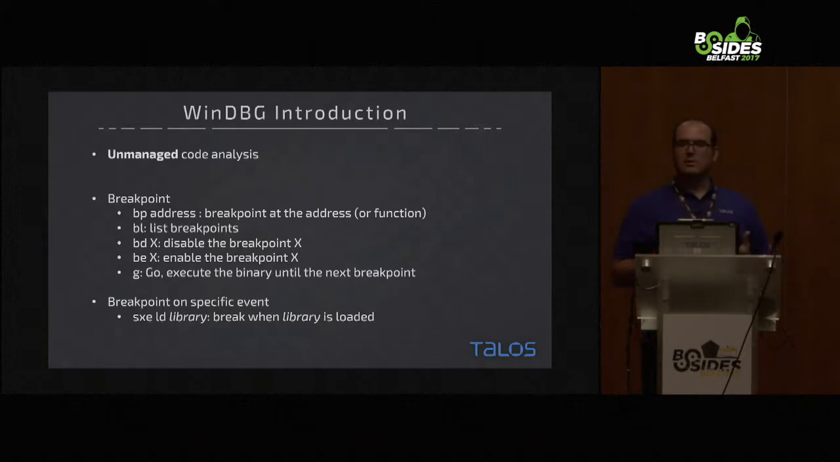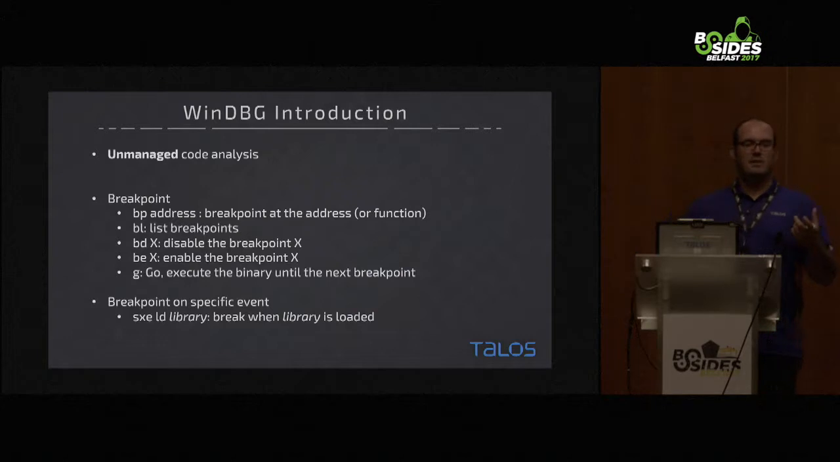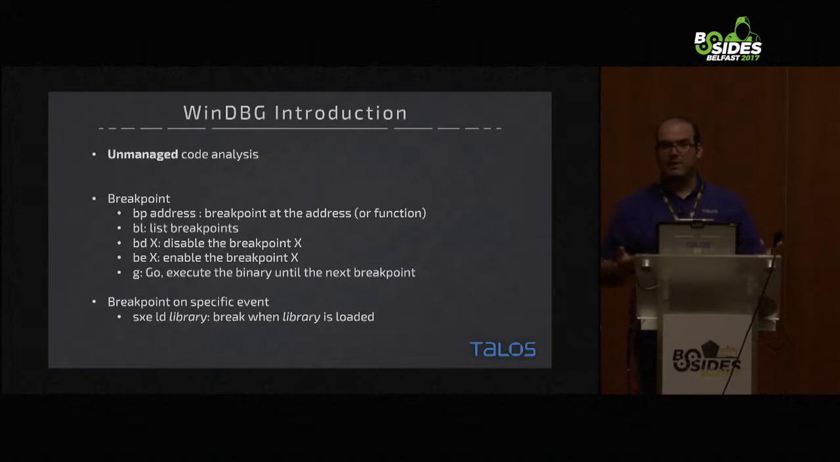Something really interesting, I don't know if you can do that in Immunity or OllyDbg, but you can set a breakpoint on a specific event. It means I would like to break when a specific library is loaded inside the binary. So if it is never loaded, the binary would be executed and never stopped. But if this library is loaded, the execution flow will be stopped at the loading, and you have access to the binary. It's stopped, and you can analyze it, put other breakpoints, etc., etc.